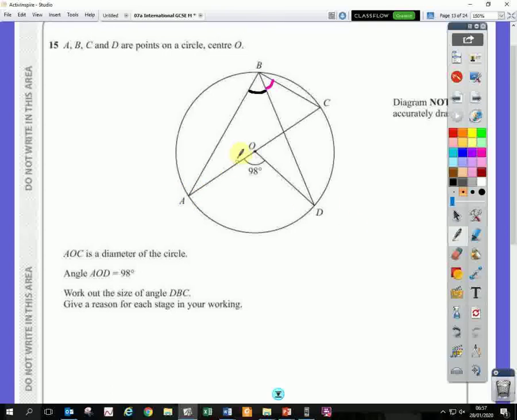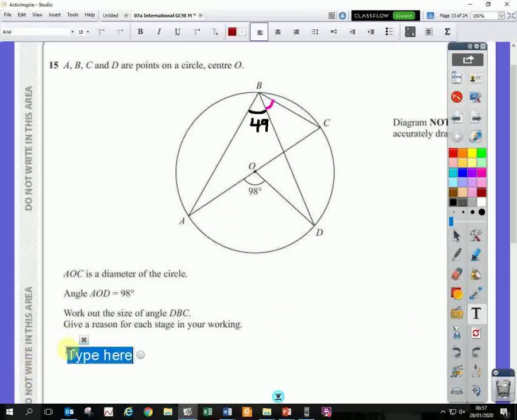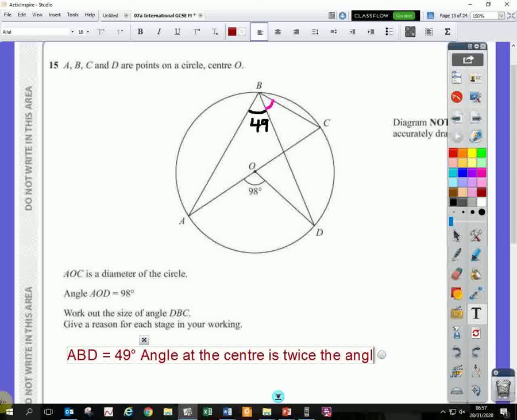So we have angle AOD is 98. This one must be half of that, which is 49. Okay, so we can write down a sentence, but it's nice to write it on the diagram as well. So this angle ABD equals 49 degrees. That's angle at the center is twice the angle at the circumference. Okay, that's good.